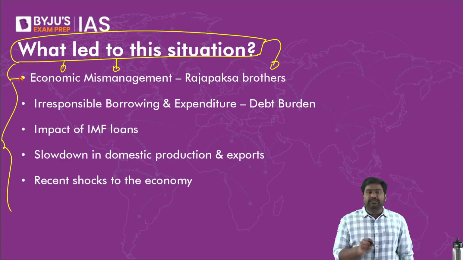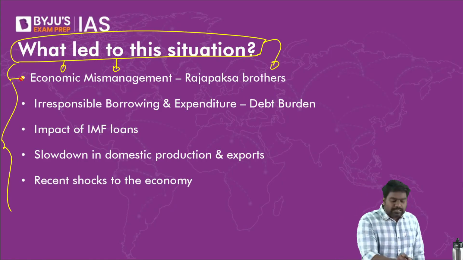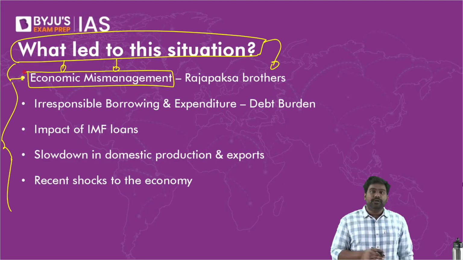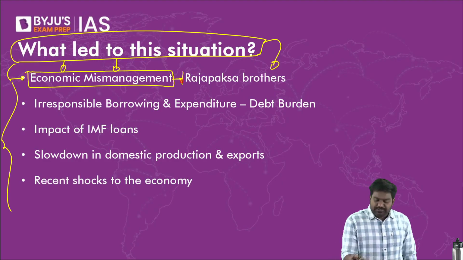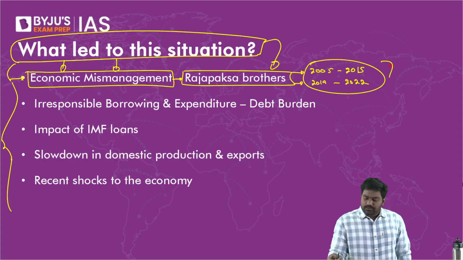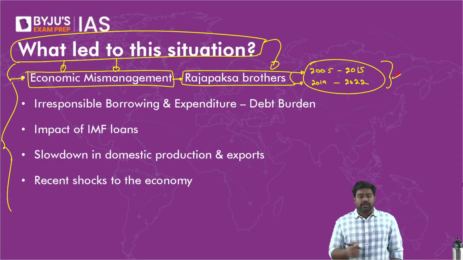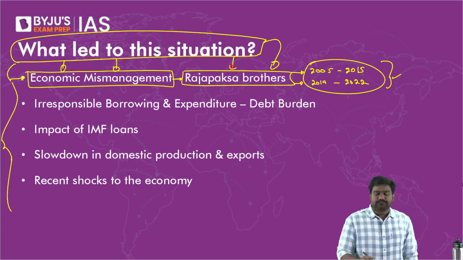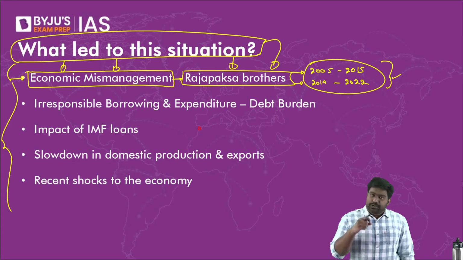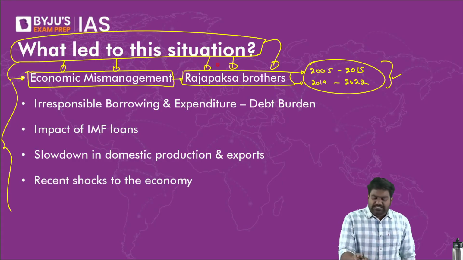The prime reason which has led Sri Lanka to this situation is the overall economic mismanagement by Sri Lankan governments, especially by the Rajapaksa brothers. Because they were the ones who were in power from 2005 to 2015 and again from 2019 to 2022. So for a good 13 years, it was the Rajapaksa brothers who were in power. But the blame lies with other governments as well, right? But primarily the blame lies with the Rajapaksa brothers.